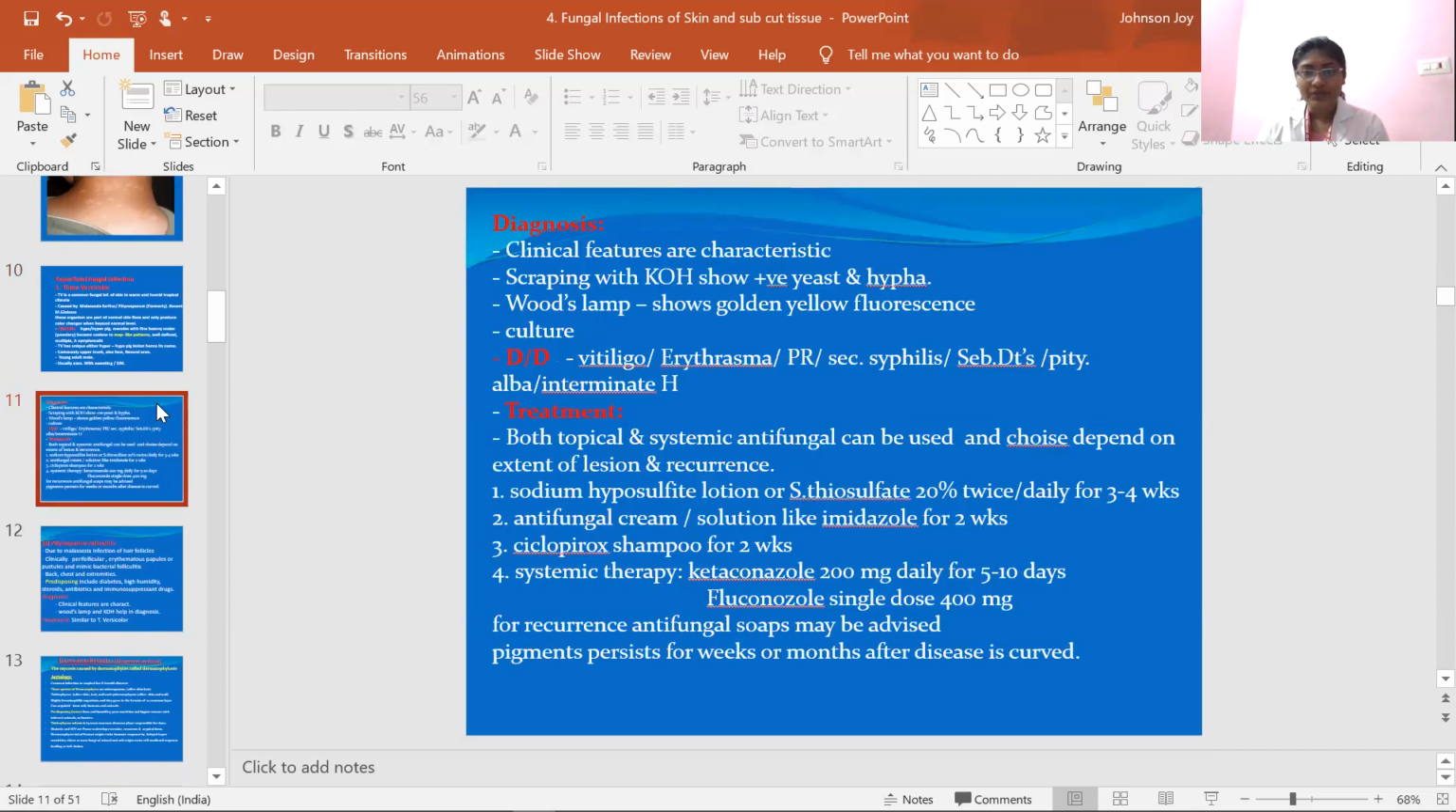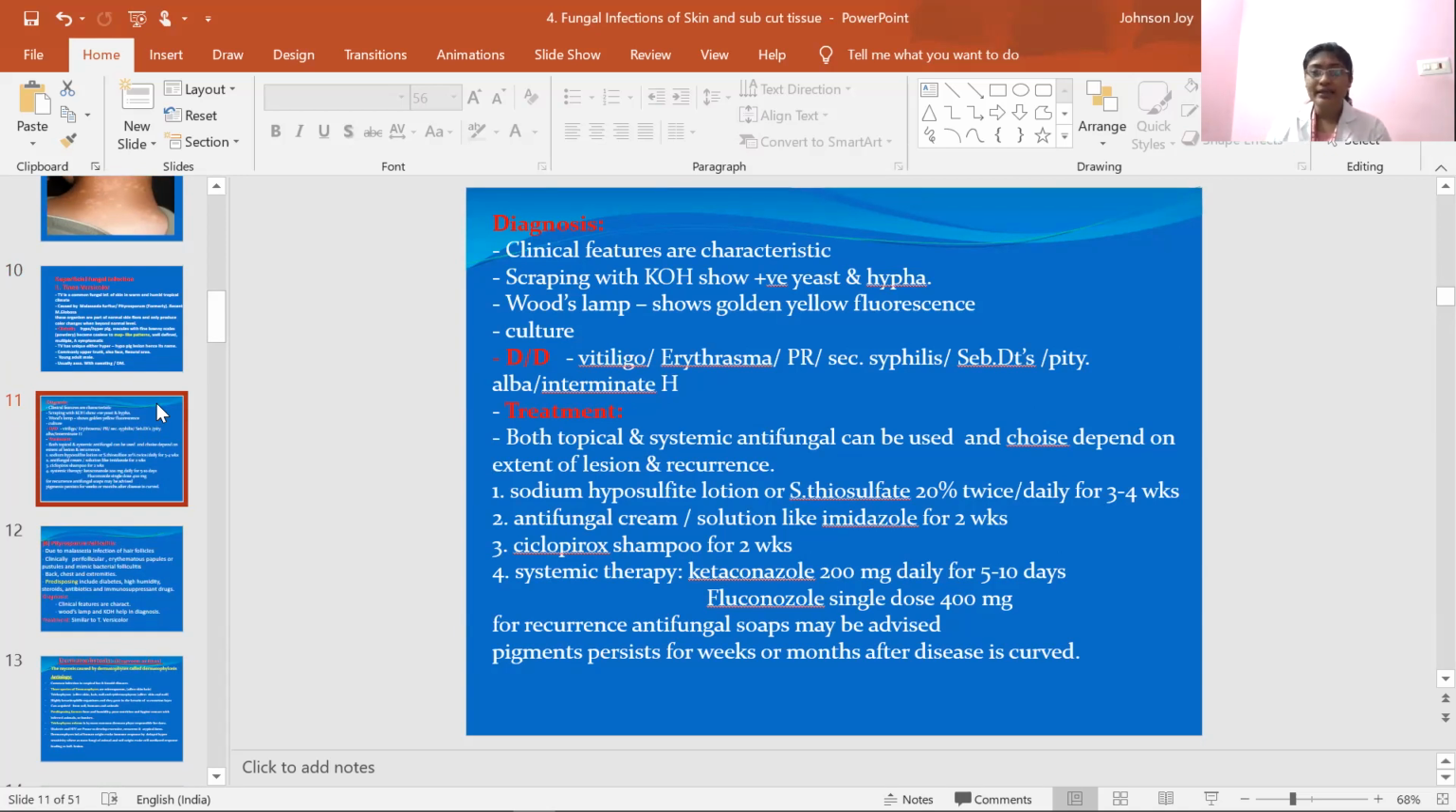How will you diagnose tinea versicolor? The clinical features are characteristic, and then you can do scraping with potassium hydroxide, which shows positive yeast and hyphae. Wood's lamp can show golden yellow fluorescence, and then you can do culture also for the Malassezia globosa or furfur.